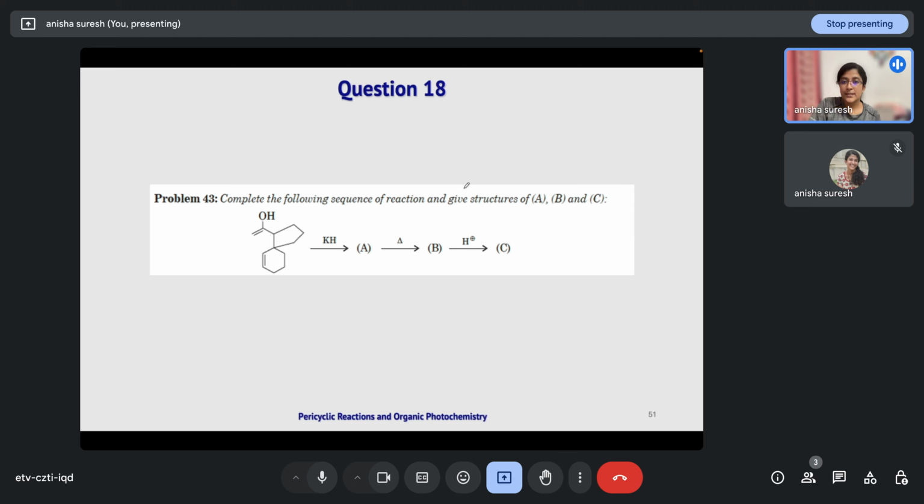Now coming to the next question. Complete the following sequence of reactions and give structures of A, B and C. So here, first this is the starting material. It is treated with KH and it will result in the formation of A. Then under heating conditions, it can undergo some rearrangement resulting in the formation of B. And finally, upon treatment with H+, it will give C.